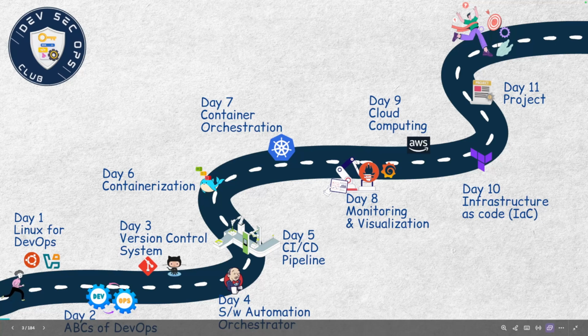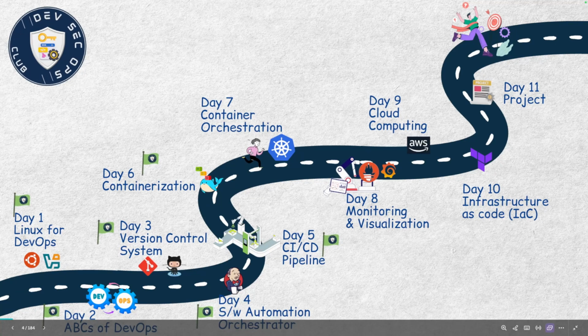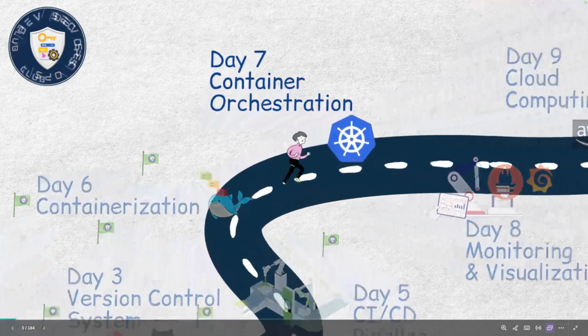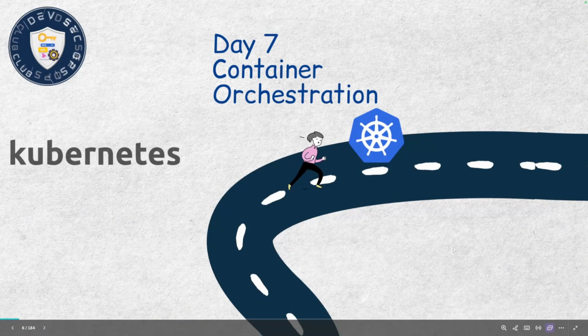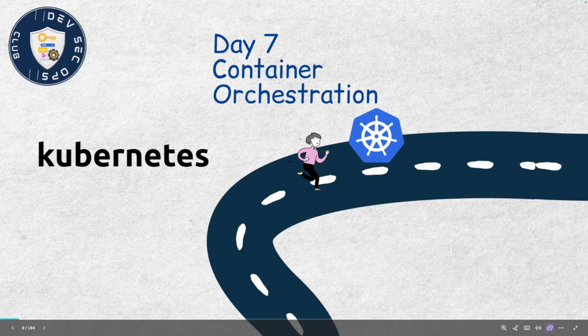This is our roadmap, and according to it, we have successfully completed day 1 to day 6. And today we are going to start day 7, Container Orchestration. And the one and only ultimate tool, Kubernetes, is the focus of the day.